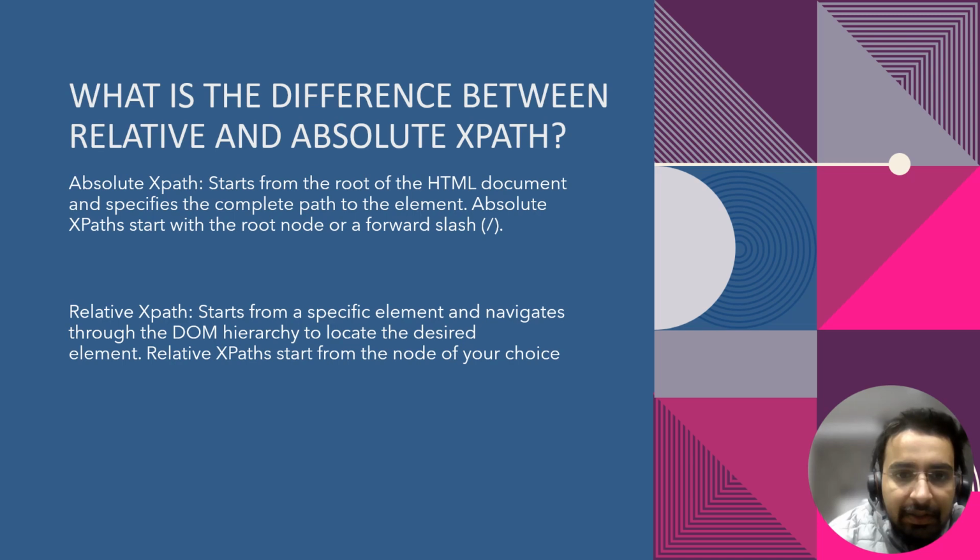Relative XPath starts from a specific element and navigates through the DOM hierarchy to locate the desired element. Relative XPath starts from the node of your choice. Relative XPath is written directly from the web element using the web element attribute. It is better for testing because it won't be affected by the architectural changes to the website.